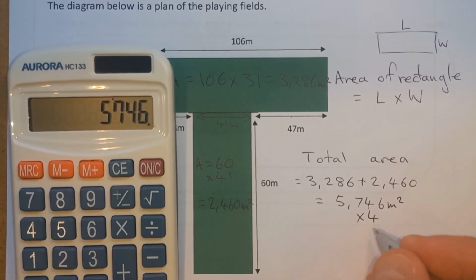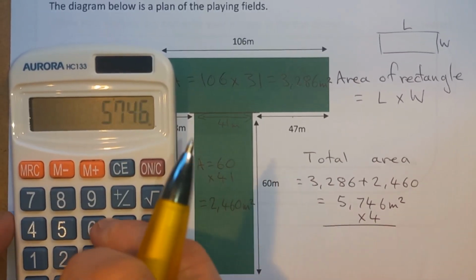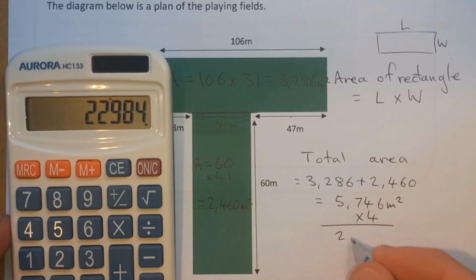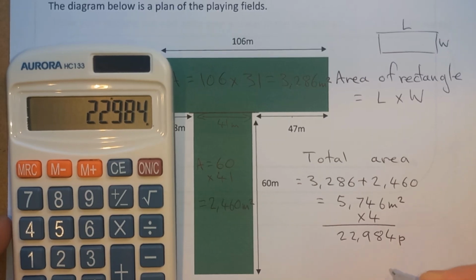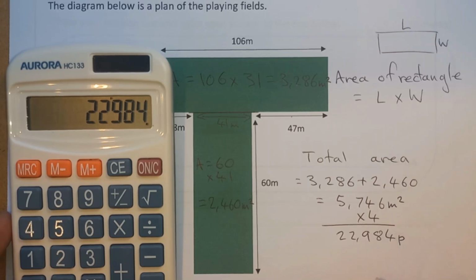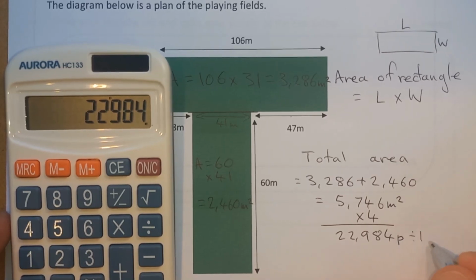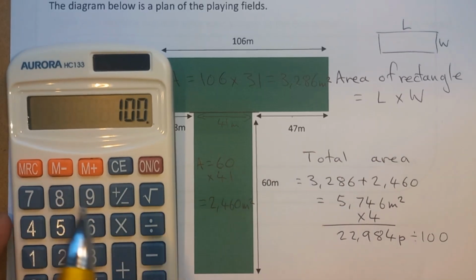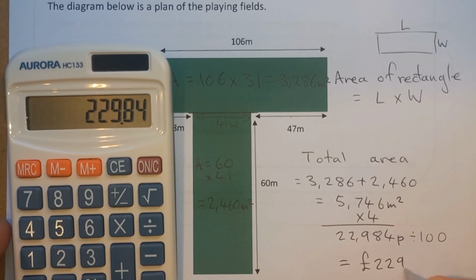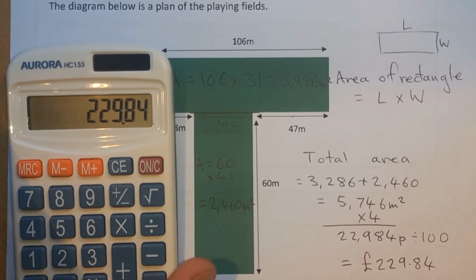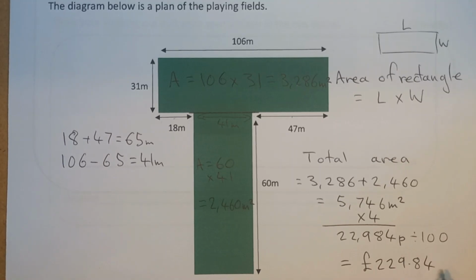So if we multiply it by 4, we get 22,984. But remember, that's p, or pence. If we want to turn it into pounds, well, we're going to need to divide it by 100. Okay, so if we divide that by 100, we get £229 and 84 pence. Okay, but we don't need to put the p or the pence because we've got the pound sign. Now, the actual question was which company is the cheaper option?